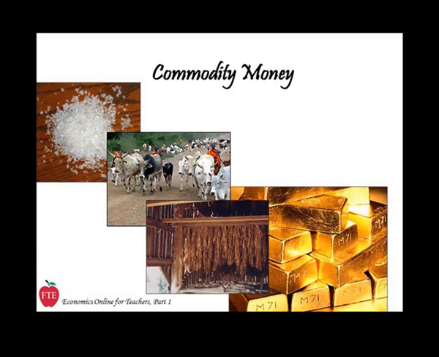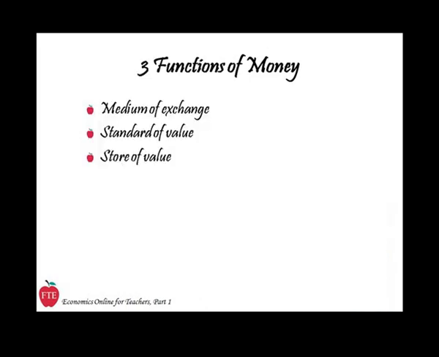The commodities themselves, salt, cows, tobacco, had value, and they became money because of physical characteristics like durability, transportability, and ease of measurement. But more importantly, whatever commodity became money had to perform three functions in order to be, quote, generally accepted in exchange for goods and services.